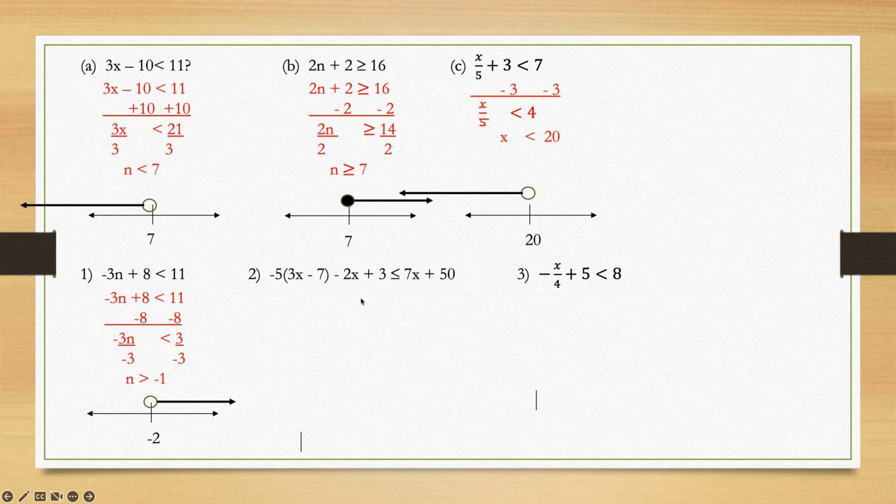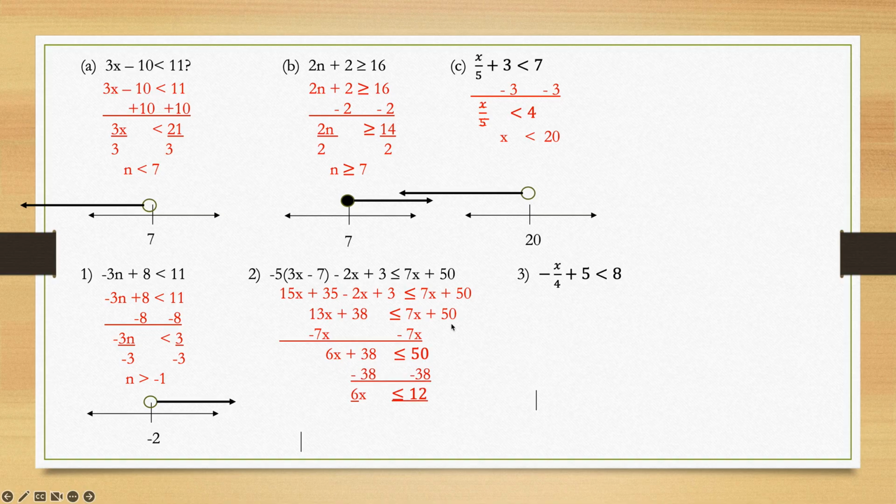Okay, next up, number 2. Go ahead, solve it, and I'll show you the steps in a couple of seconds, my time. You're stopping and starting. Okay, so 15x plus 35 minus 2x plus 3 is less than or equal to 7x plus 50. I distributed. Same side, same operation. That's 13x plus 38 is less than or equal to 7x plus 50. Subtracting the 7x, I get 6x plus 38 is less than or equal to 50. Now I subtract 38 from both sides. I get 6x is less than or equal to 12. Dividing, I get x is less than or equal to 2.